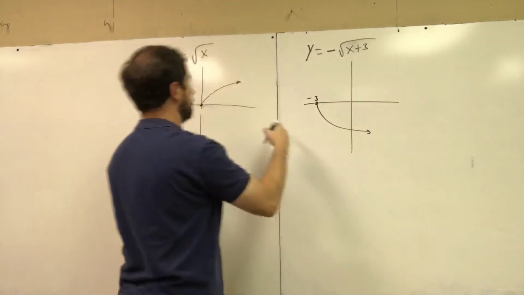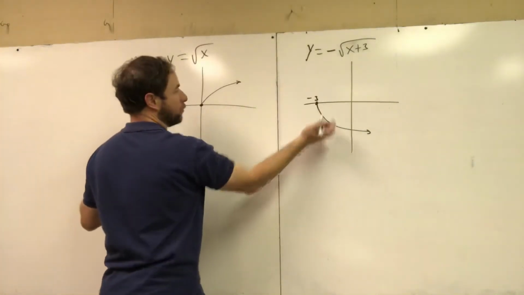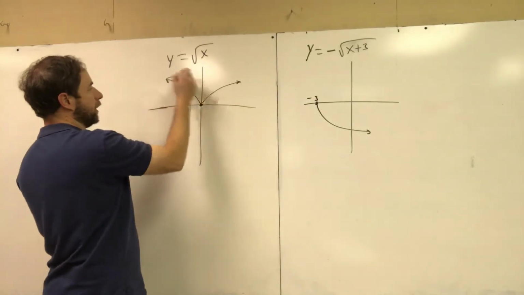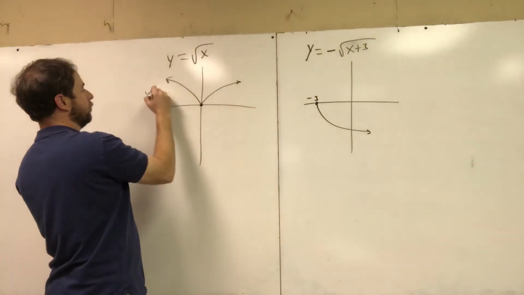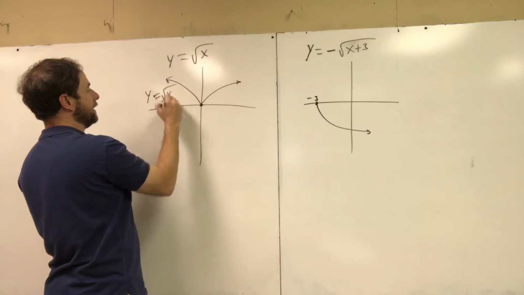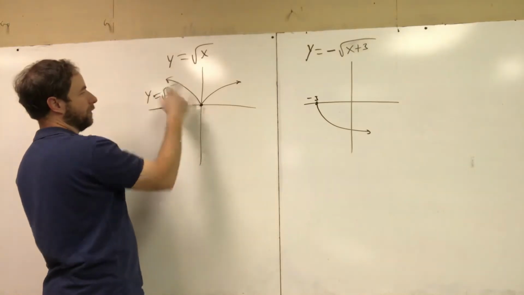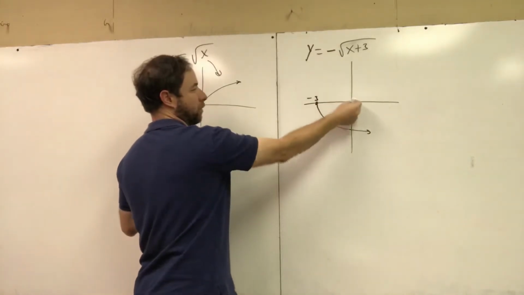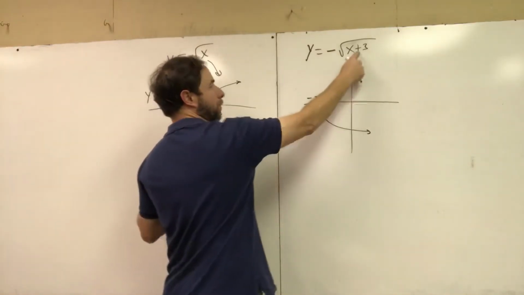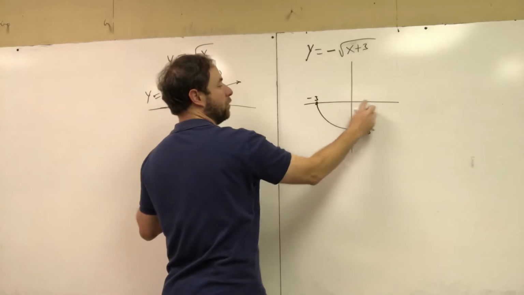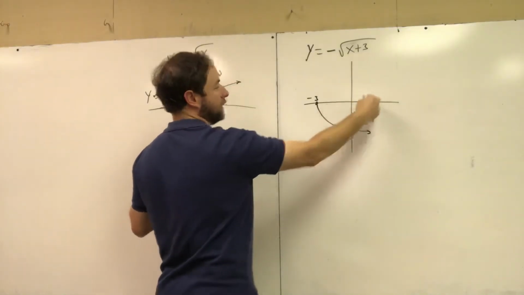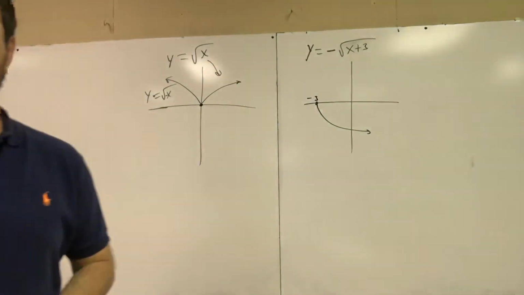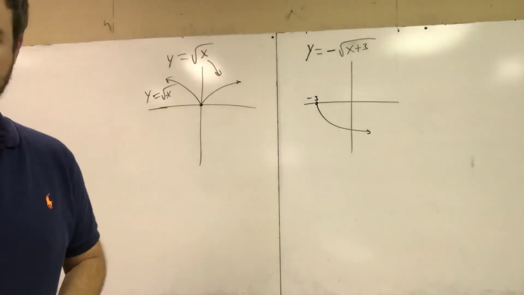So the way to manipulate this equation to flip it downward is you put a negative on the outside, whereas in the last problem, when we were mirroring it, we put a negative on the inside and we got the mirror. The way to flip it down, you put a negative on the outside, and the way to move it over 3, you put a plus 3 on the inside. If we wanted to move it over 3 the other way, we'd put an x minus 3 on the inside. So you can manipulate these equations however you want.